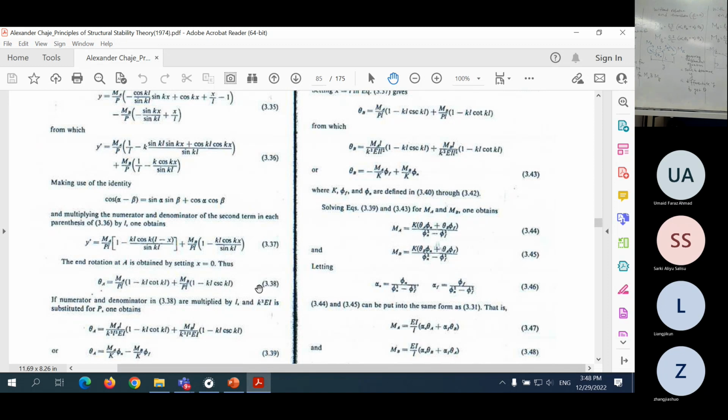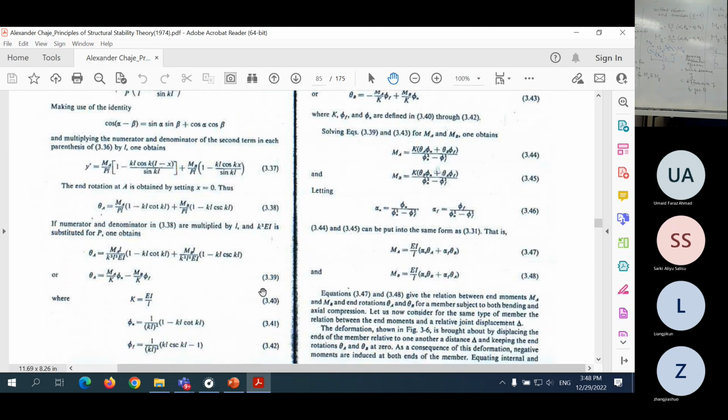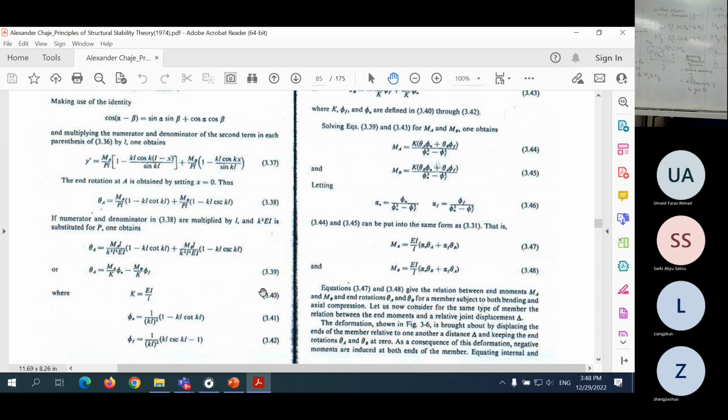Then you put x equal to 0, you get theta A. Then there are some manipulations here, which are explained here. Then you get to equation 3.39. So theta A will be given in terms of this. This is where you start to see theta A appear here. So you first get theta A equal to something M_A plus something M_B, because they start with theta A first.